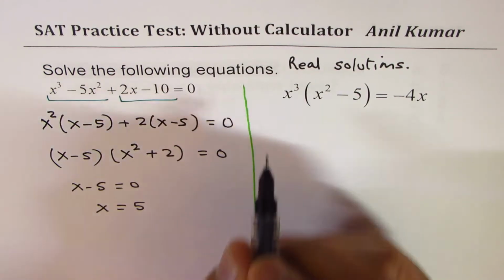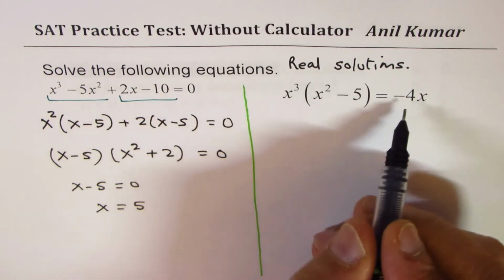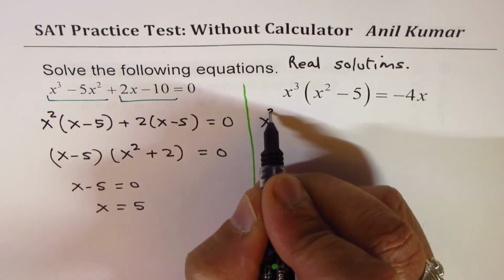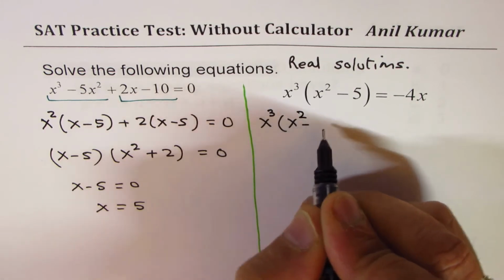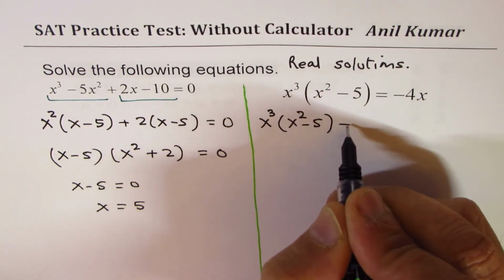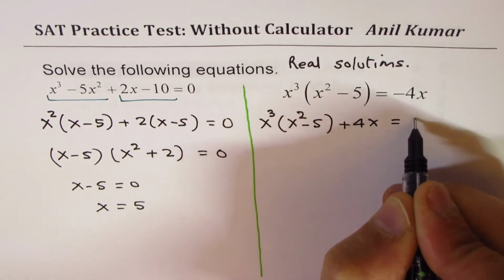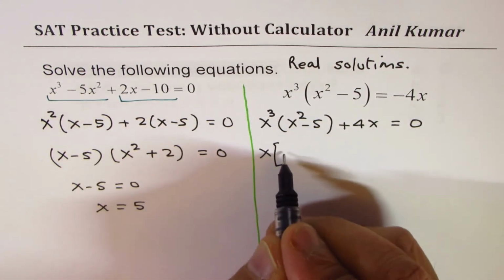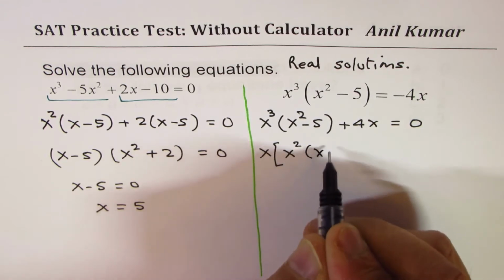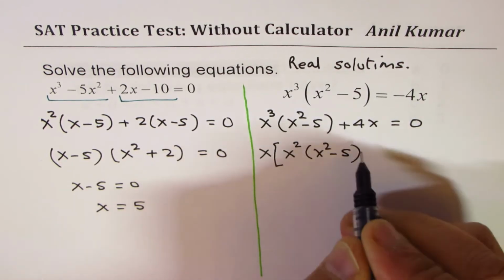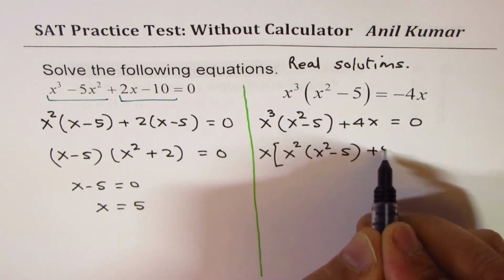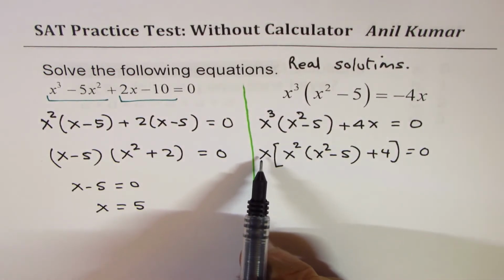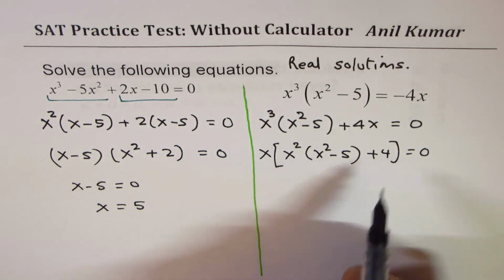So we have, now don't open. Straight away, we will do factoring, okay? So we have x cubed times (x squared minus 5). Bring it to this side, plus 4x equal to 0. Now x is common. We say x, and we could do this as x times (x squared times (x squared minus 5)), and here we are left with 4 equals 0. So one of the solutions is x equals 0. Perfect.